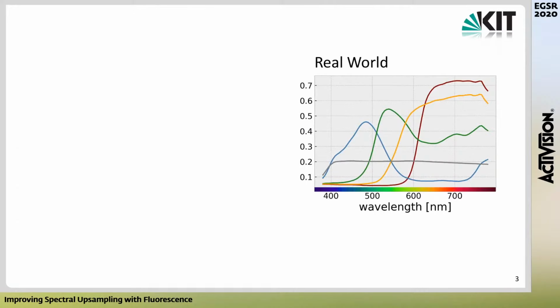So to render colors and their interactions properly, we need to do spectral rendering, which means that we need to consider how light interacts with matter depending on its wavelength using reflectance spectra, because that is what we also have in the real world.